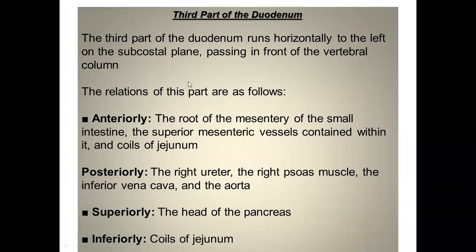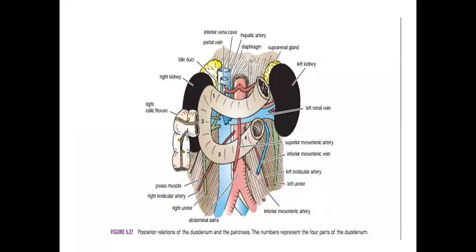Now moving on to the third part of the duodenum. The third part of the duodenum runs horizontally to the left of the subcostal plane, passing in front of the vertebral column. So which vertebrae is it passing in front of? It will be passing in front of the L1 to L3 vertebrae. And you can see very clearly here that the third part of the duodenum is horizontal. On the back side are the lumbar vertebrae between L1 to L3.